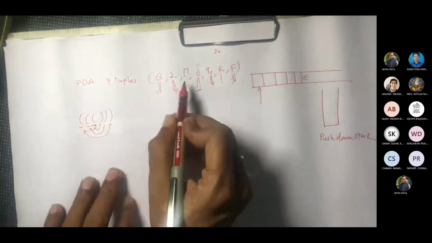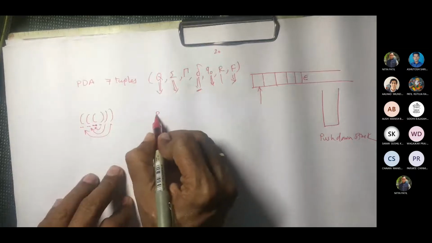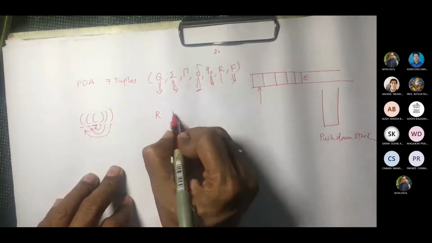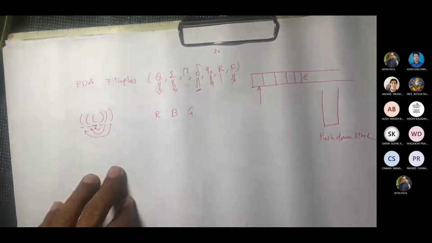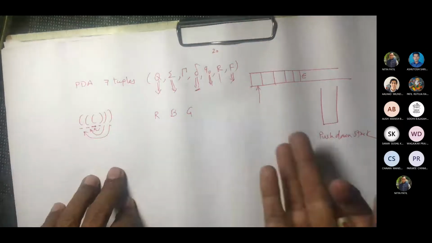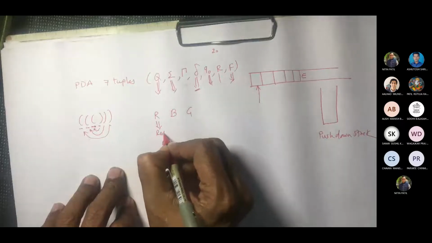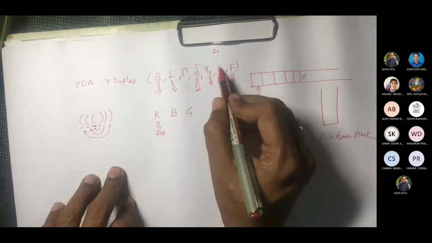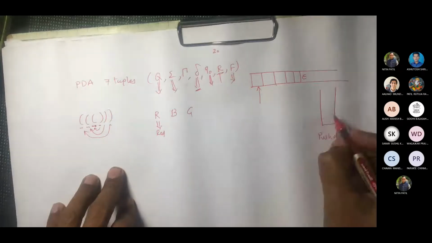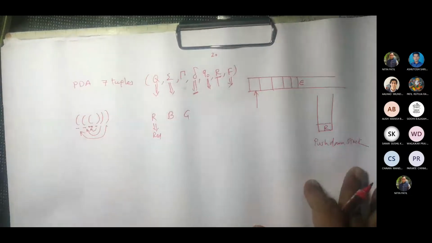Here this gamma represents the stack symbol. I'm assuming that there are color plates available. I'm going to make use of 3 colors mostly for most of the examples, and if required, we'll add one more. This R I'm going to use for red. I'm assuming this would always be the top of the stack, the first element in the stack, so that it lets me know where exactly my stack starts.